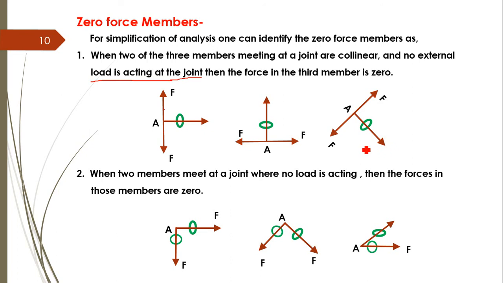Then the second case is when two members meet at a joint where no load is acting, then the forces in those members are also 0. If two members are acting over here and no external force is acting, then the forces in these two members are also 0. In this way or in this way, if no external force is there, then the force in these two members is equal to 0.